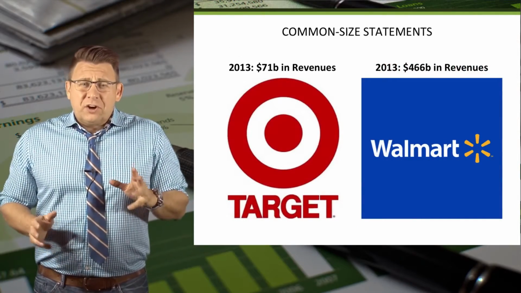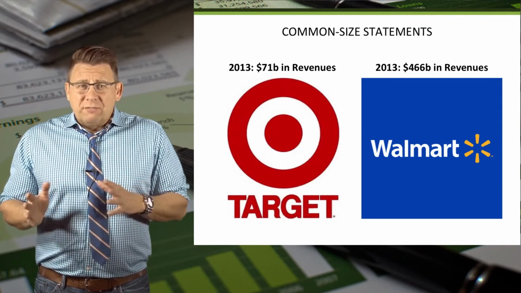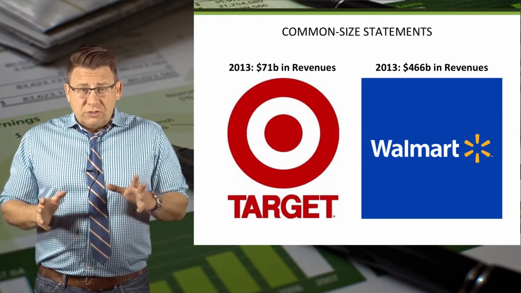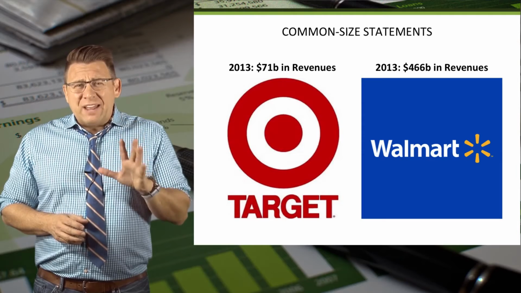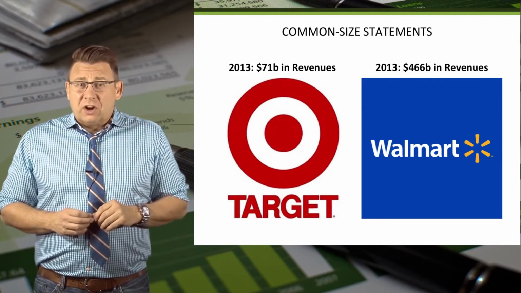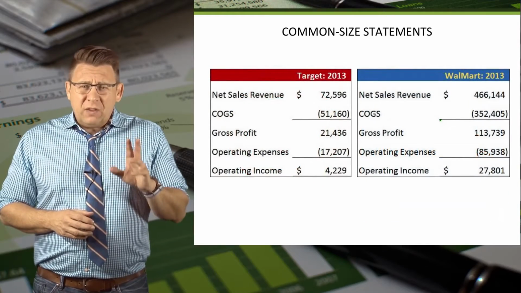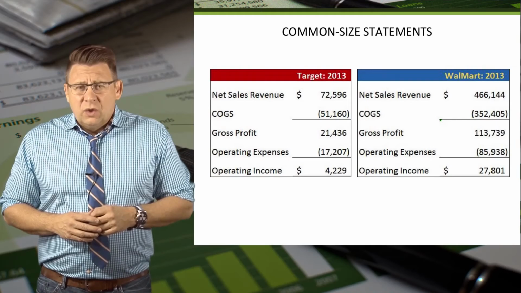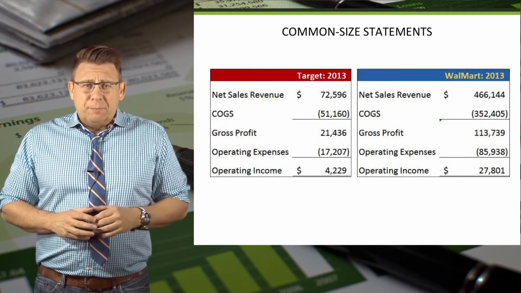For example, Target and Walmart are competitors. Most think of one of these two companies when they think about discount retailers. However, as you can see by the numbers reported on the slide, Walmart is more than 5 times bigger than Target when we look at revenue. When we compare the income statements of the two companies, there's no comparison really. Walmart has significantly higher revenue and operating income.